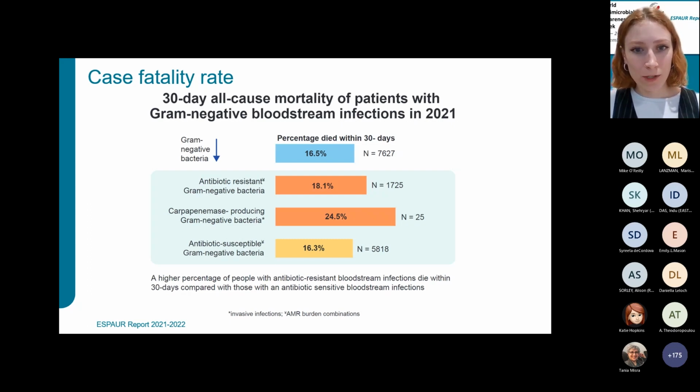For carbapenemase-producing gram-negative bacteria, and these are bacteria that can produce hydrolyzing enzymes that confer resistance to carbapenem antibiotics, the 30-day all-cause mortality was even higher at 24.5%. However, the total number of invasive carbapenemase-producing gram-negative bacteria was low. Next slide, please.